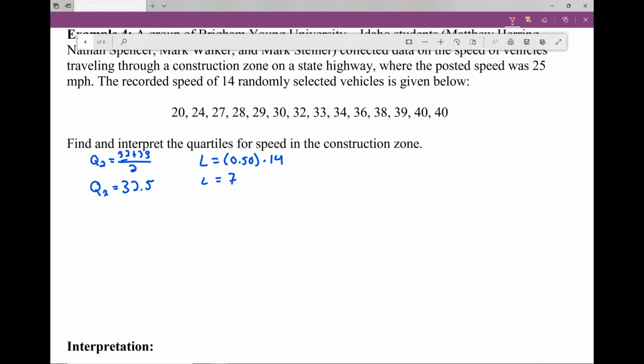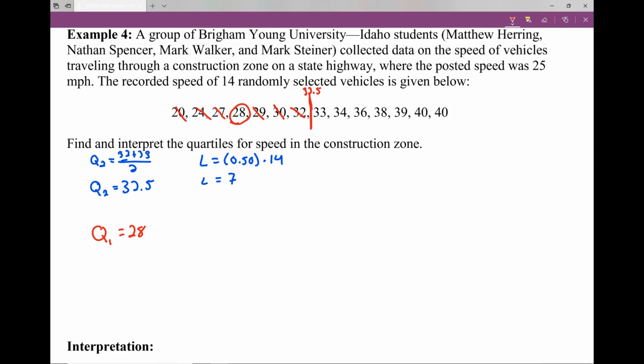So now then, Q2 we've already found. Q1, if Q2 is here, and notice we took 32 and 33 into account, but I'm not going to cancel those out. Q2 is actually in between those. Then I'm going to mark off 1 for 1, and you'll notice that 28 is the median of my lower half. Again, the reason why I didn't mark off 32 and 33 was because they are not actually Q2. Q2 is 32.5, so it's in between there.